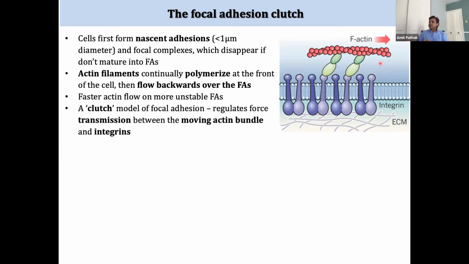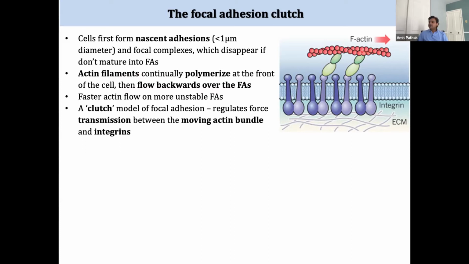So initially there's an F-actin fiber here, and these are integrins. These are the receptors that will bind to the ECM. So if a nascent adhesion is formed, and focal adhesion proteins don't come and stabilize this bond, they will just disappear in seconds.